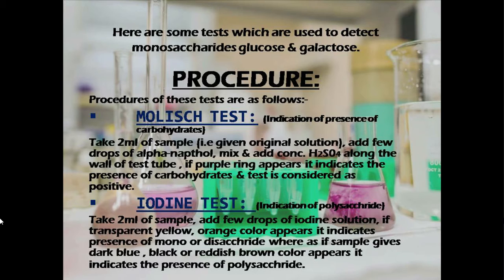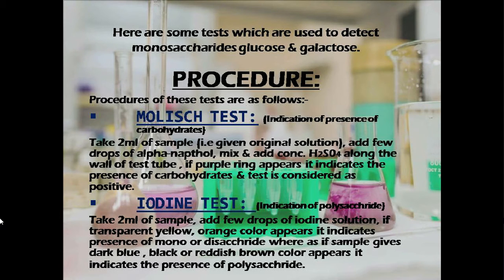That is, Molisch test is used for indicating the presence of carbohydrate, whereas iodine test is used for the indication of polysaccharides. Benedict test is used for the indication of reducing and non-reducing sugar. Barfoed test is used for the indication of monosaccharide or disaccharide, whereas Selivanov test is used for the indication of aldoses and ketoses. Now, the procedures of these tests are: Molisch test.